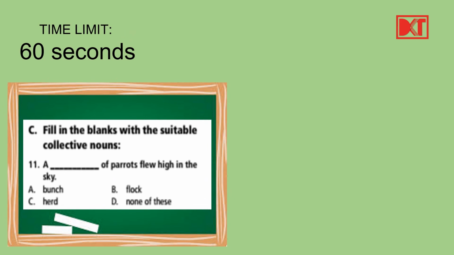Now here, fill in the blanks with the suitable collective nouns. So here we have to use the collective nouns. What are collective nouns? The ones which are used for groups. So a dash of parrots flew high in the sky. A bunch of parrots, a flock of parrots, or a herd of parrots. Now for parrots, the collective noun we use is flock. Alright, a flock of parrots flew high in the sky.